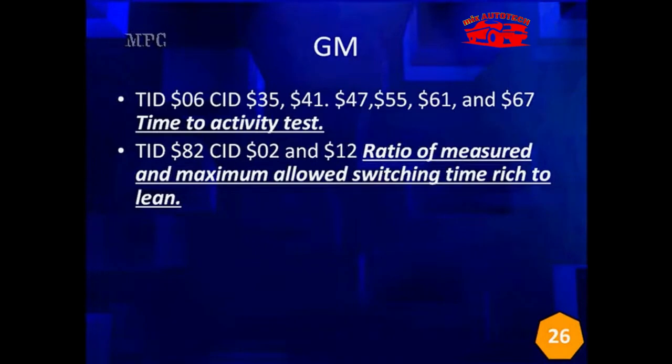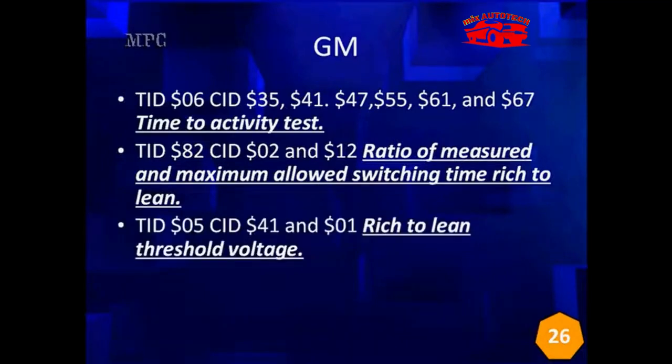TID 82 is a ratio of measured and max allowed switching time, rich to lean. We're going to define that further, but we just looked at the chart. We've just defined max rich, we've just defined lean. Now it's going to measure the time between those two, and we're going to show you in a lab scope what that looks like. TID 5 is rich to lean threshold voltage, and we're going to explain that later on a pattern when we look at a DSO to show you how we measure that.